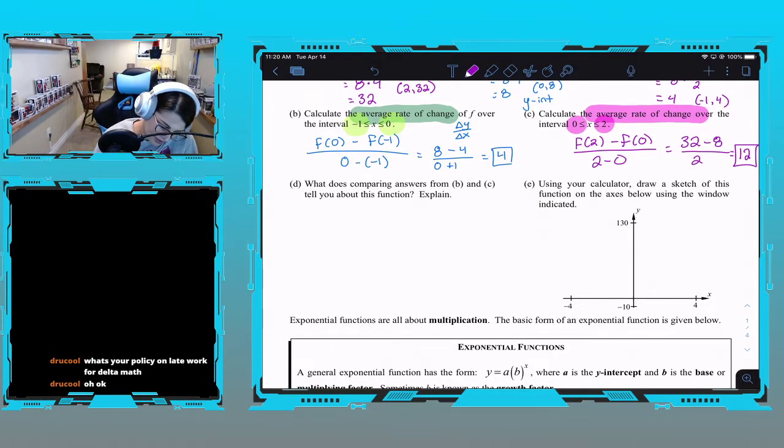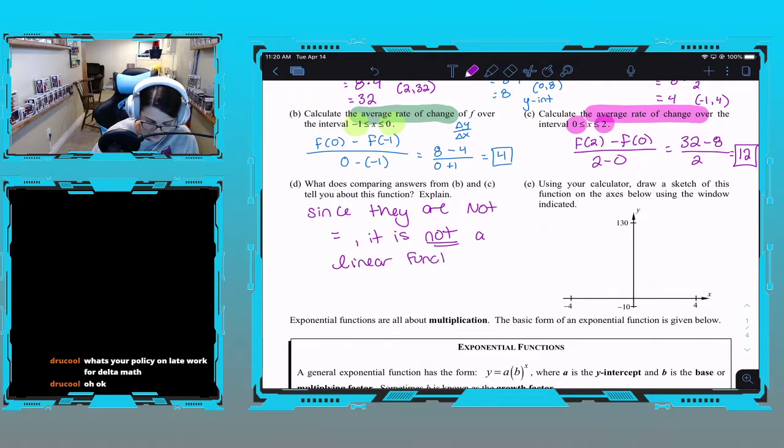Answer question: what does comparing your answers from B to C tell you about this function? Since they are different, since they are not equal, it is not a linear function. Because linear would have the exact same slope each time. This one does not.